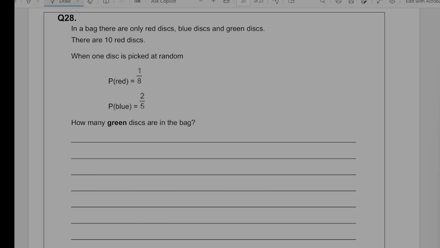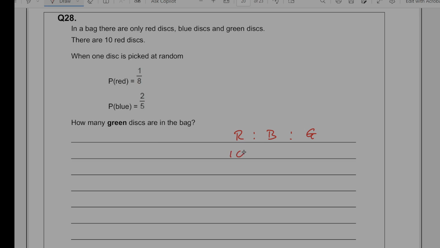Okay, so let's look at it like this. So we've got red to blue to green. We know that there are 10 red discs. We know that the probability of it being a red disk is 1 out of 8. We know that the probability of it being blue is going to be 2 out of 5. And then that's the information that we want. We want that value there.